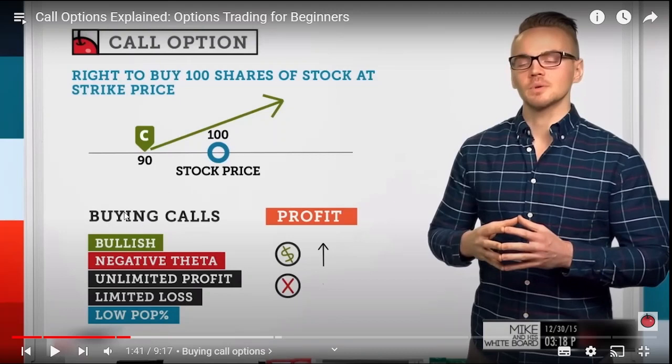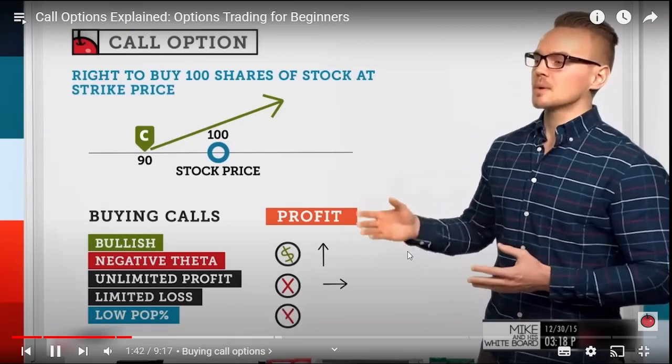Então, quais são as tendências, né, de quando a gente compra a call? A gente está bullish, ou seja, a gente está querendo que o mercado suba. O theta é negativo, porque quando você compra, com o passar do tempo, você vai perdendo, o tempo está contra você, né? O theta é negativo. O unlimited profit, que é lucro ilimitado. Limited loss, ou seja, perda limitada. Baixo POP. POP é probability of profit, né? Probabilidade de lucro. Então, o POP é baixo.